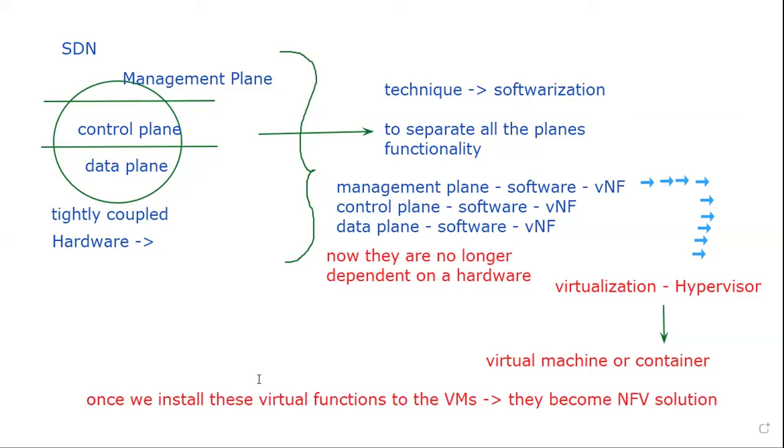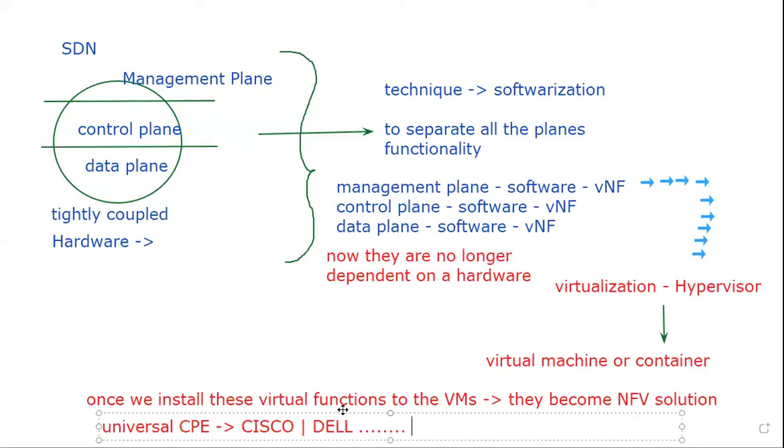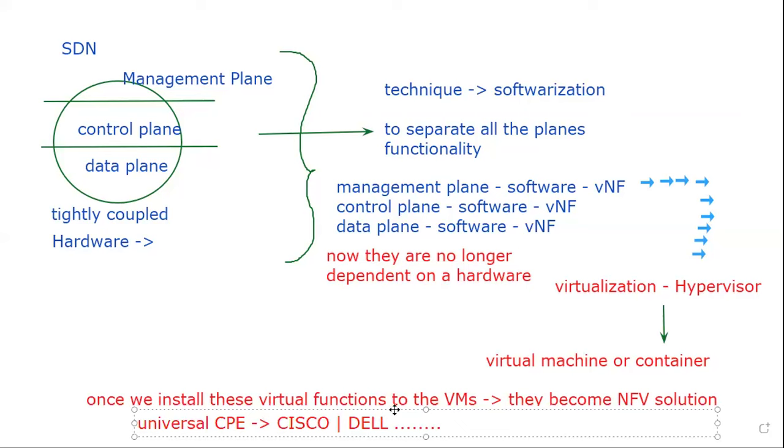There are some examples, and you will be able to see them on Google. They are calling it Universal CPE. You might have heard the name Universal CPE, right? Universal CPE is available from vendors like Cisco and Dell, and many other vendors also started providing Universal CPE based on the requirement of the customer, and these devices are sometimes kept at the customer branch.